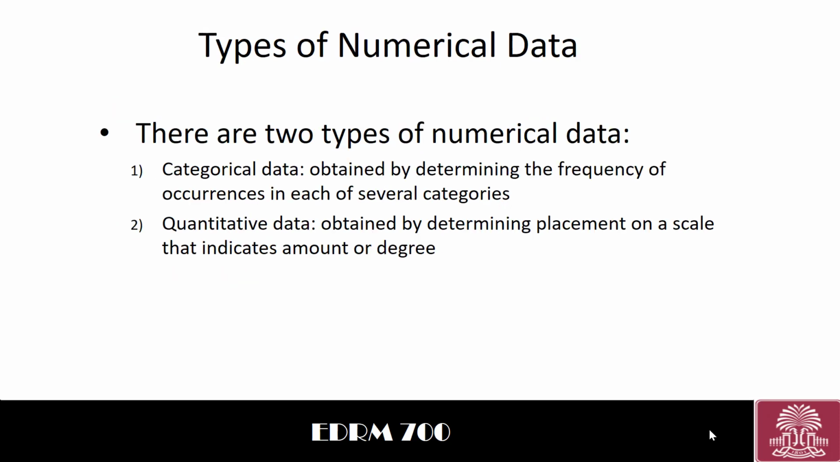There are two main types of numerical data you might utilize. First, categorical data is obtained by determining the frequency of occurrences in each of several categories, such as gender and ethnicity. Then, quantitative data is obtained by determining placement on a scale that indicates either amount or degree, such as test scores and GPA.